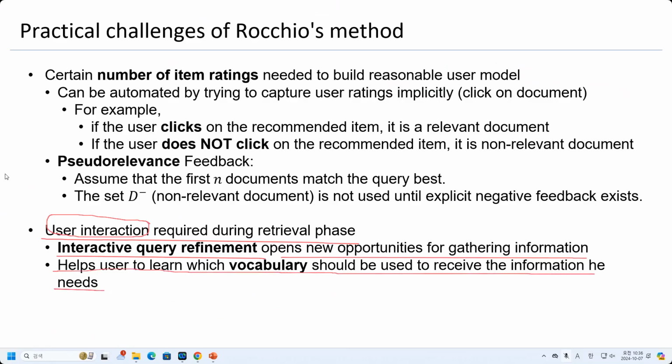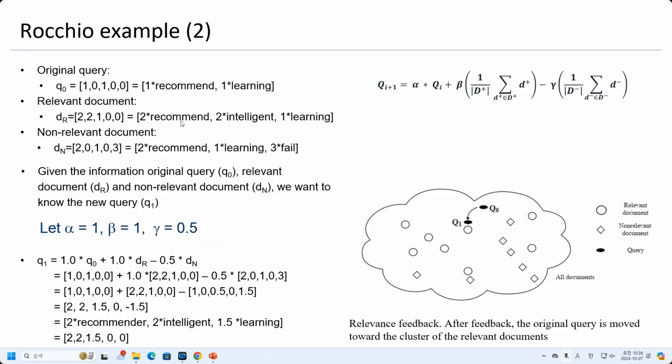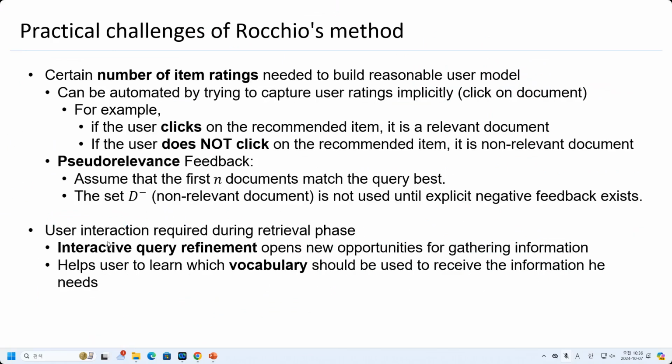Now it is easy because the keywords are very few. The keywords are only five: recommend, intelligent, learning, fail, and school. But in a book or in a movie, the keywords will be so many. It's not easy, so sometimes we need to have the user feedback.